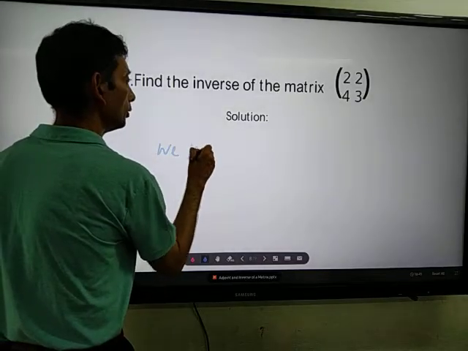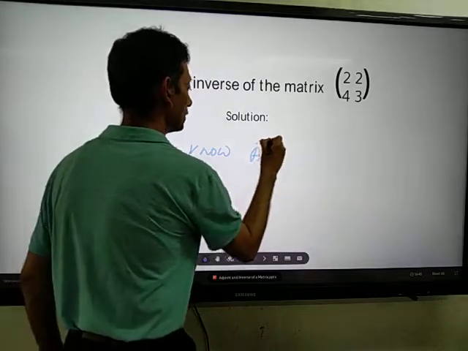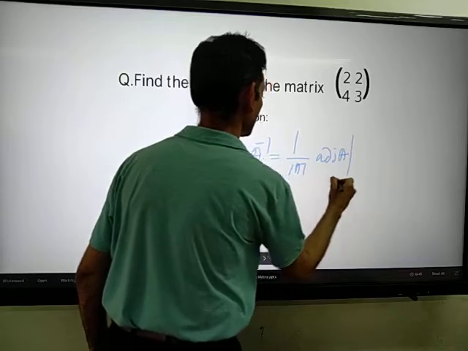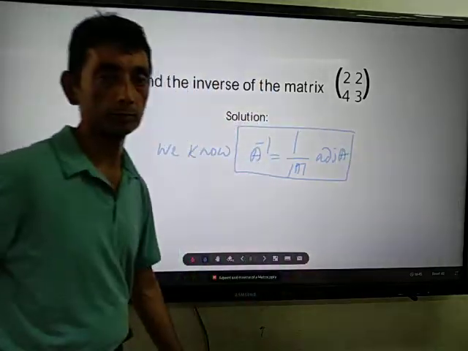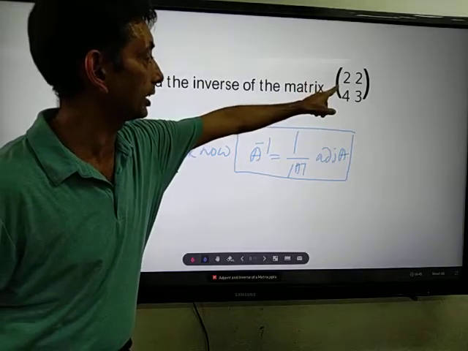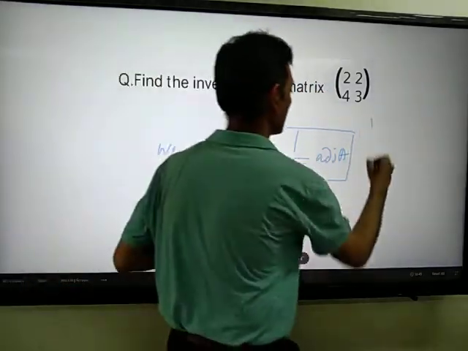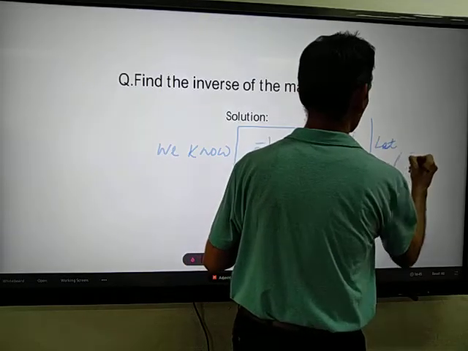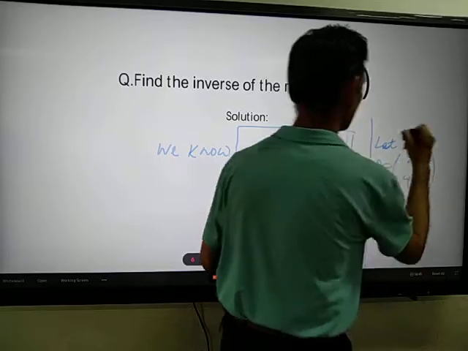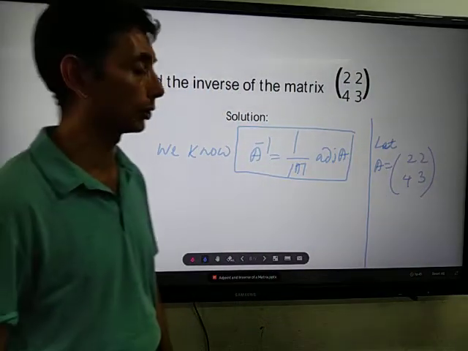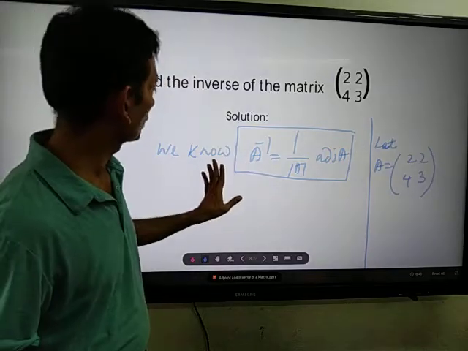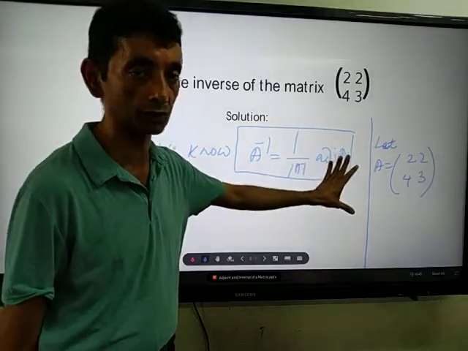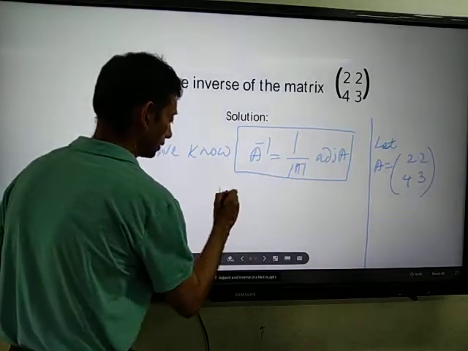We know A inverse equal to 1 by determinant A adjoint of A. Just now we have done this with the help of the theorem. Let us consider this matrix as A. Let A equal to 2, 2, 4, 3. Now, according to the previous theorem, we got an important definition that A inverse is equal to 1 by determinant A adjoint of A. So first we will calculate determinant A.